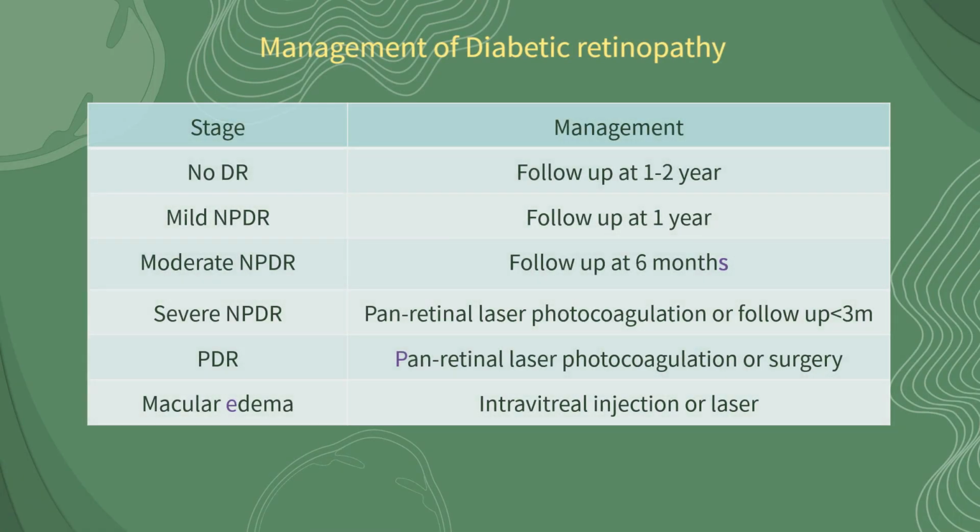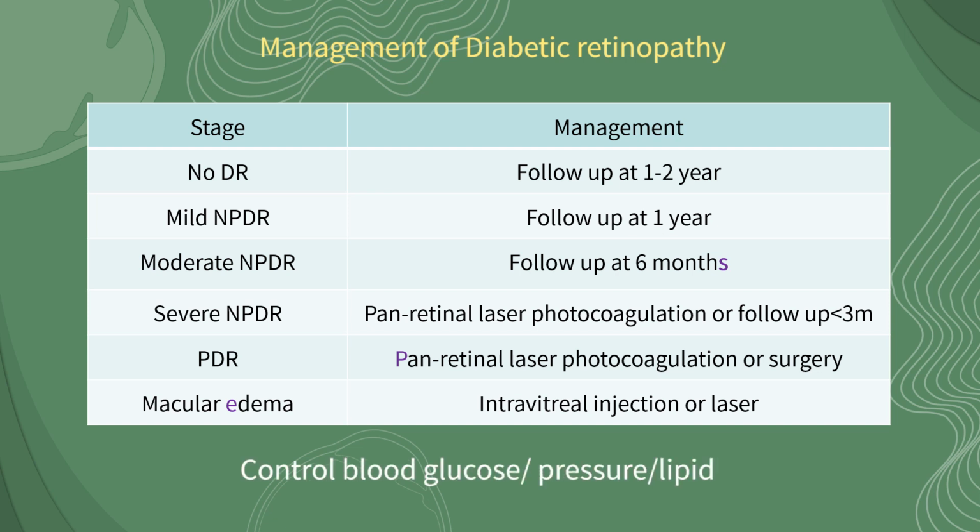The management of diabetic retinopathy depends on the grade of the ocular changes. Diabetic patients without retinopathy should be followed up at 1 to 2 years. Mild NPDR should be seen at 1 year. Moderate NPDR should return at 6 months. Severe NPDR should receive laser or follow-up in less than 3 months. Patients with PDR should be treated with laser or surgery, while those with macular edema should have intravitreal injection or laser.